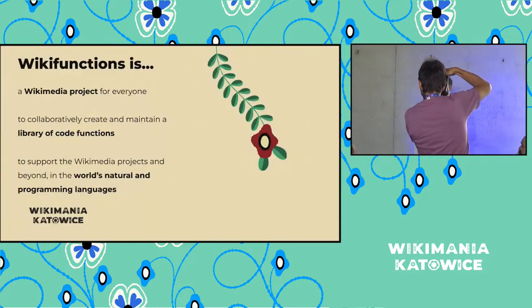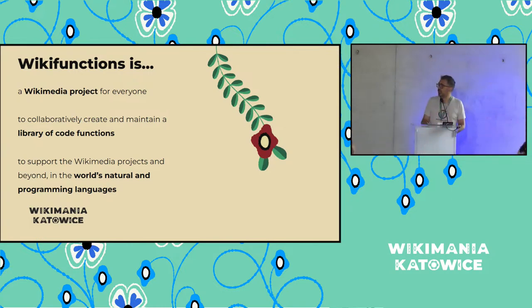What is Wikifunctions? It's the newest Wikimedia project that has been launched to collaboratively create and maintain a library of code functions. A function is basically a programming thingy that makes you change an input into an output. It's something more technical than that, but that's as easy as you can get it. And we do this project to support the other Wikimedia projects and beyond in the world's natural and programming languages. What does it mean? We'll see it in a minute.